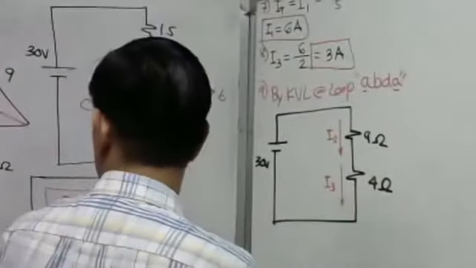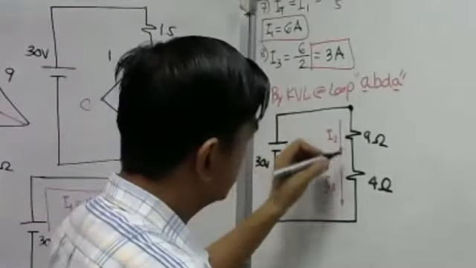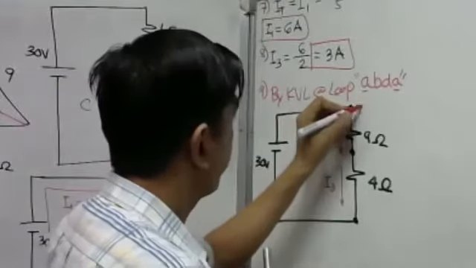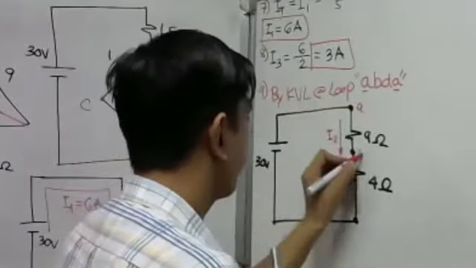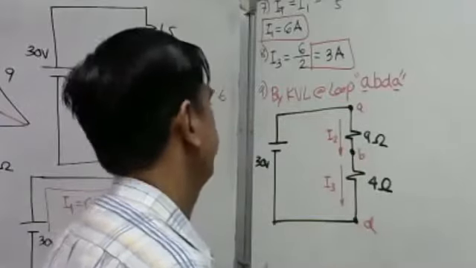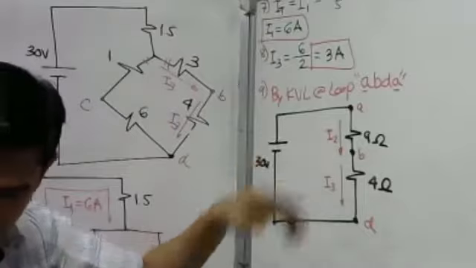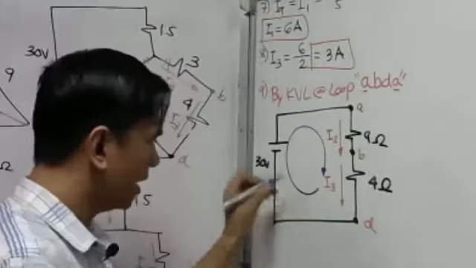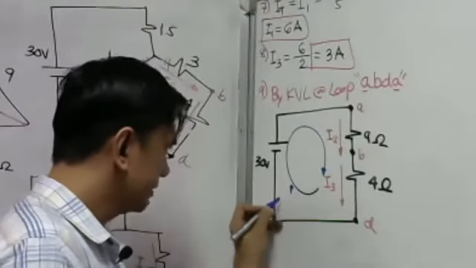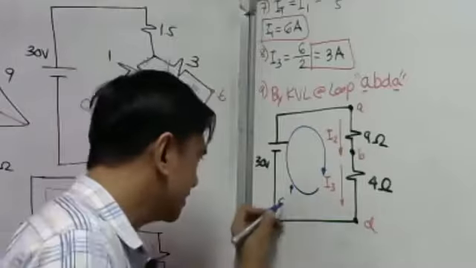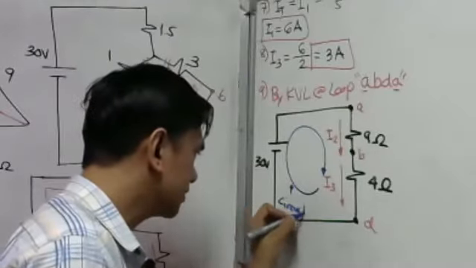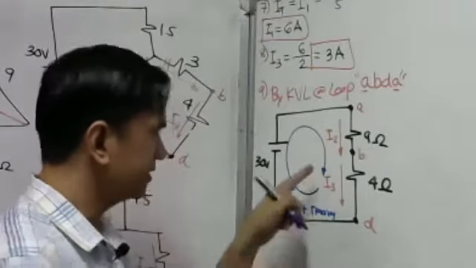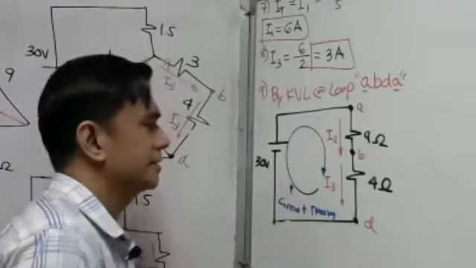Take a look. This is point A, this is point B, this is point D. So we have one complete loop here, and I will just make use of the KVL. This is our circuit tracing. If you are a first timer on my channel, this is what we call our circuit tracing. It's just like a tracing paper, tracing.